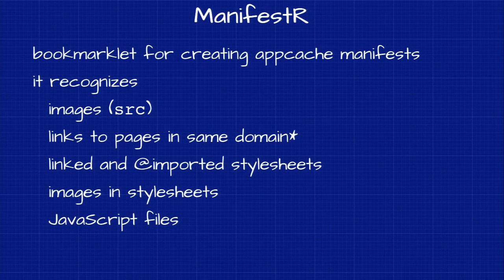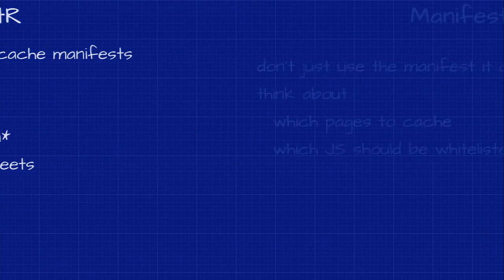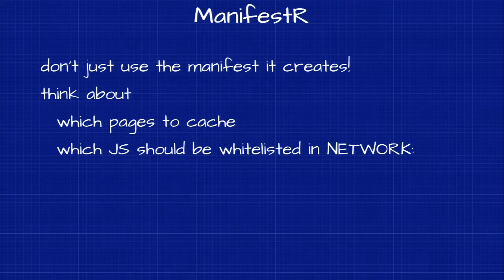This is what it does. It basically creates a manifest file for any web page that you visit. It's a bookmarklet. It grabs links to all sorts of stuff, particularly things like images in style sheets and so on, the sort of things that might not initially be easy to track down. So it creates a manifest file for you. But don't just use what it creates for you. It's not creating the perfect manifest file. It's creating something that could be useful for you to then edit. So think particularly about which pages you want to cache and which JavaScript should be used only when you're online, and should be whitelisted.